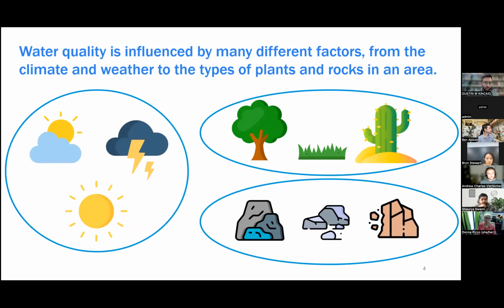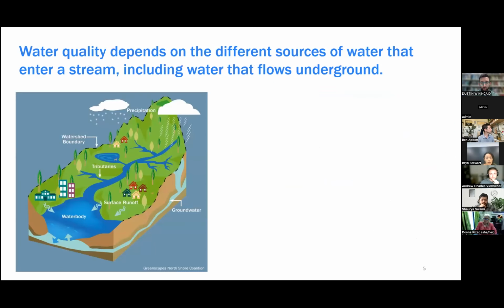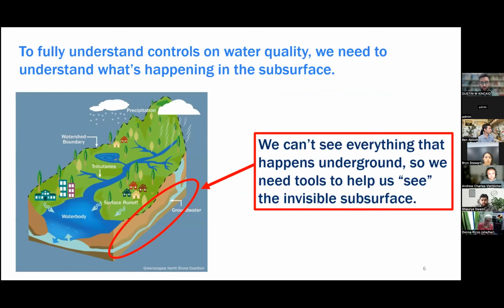It can be really difficult to determine what causes this type of gradual change in water quality, because water quality is controlled by many different factors, ranging from climate and weather to the types of plants and rocks that are in an area. In addition, stream water quality is also dependent on the different sources of water that enter a stream, including water that flows underground. To fully understand the controls on water quality, we need to understand what's happening in the subsurface. However, we can't see everything that's happening underground. We can't measure everything that's happening underground. So we need tools to help us see the invisible subsurface.